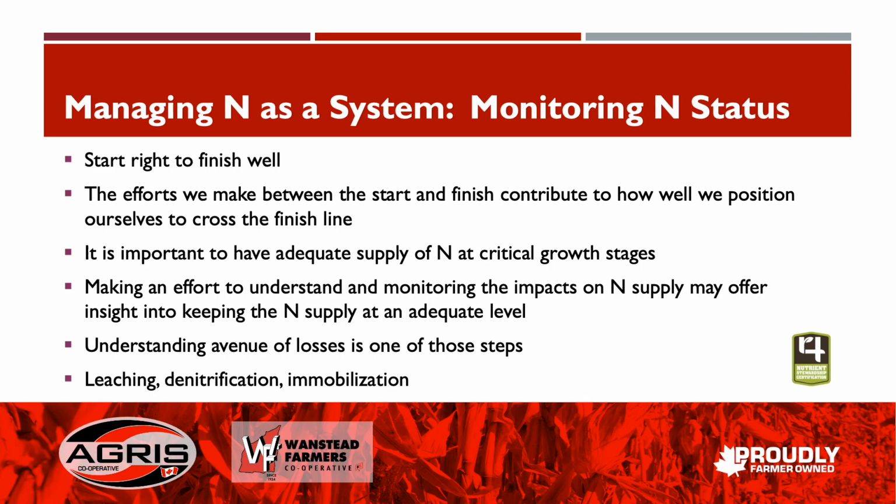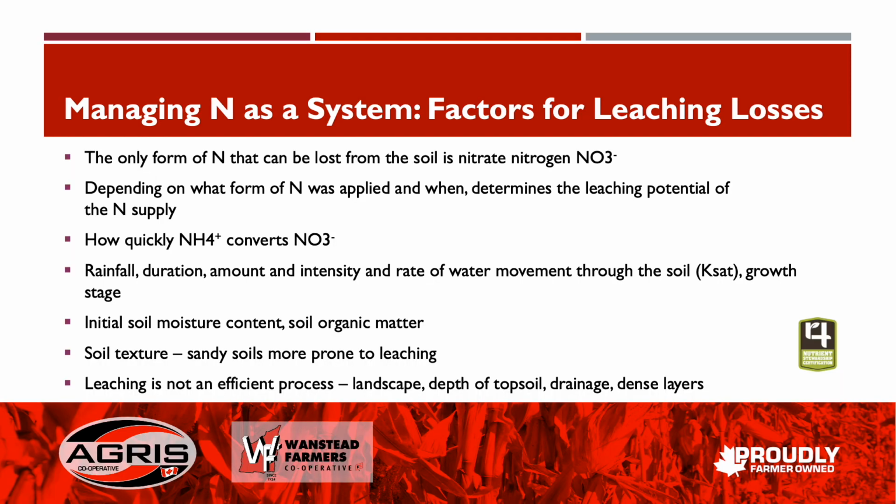Understanding the avenues of losses is one thing we're going to look at here shortly. We're going to talk about the three main ones: leaching, immobilization, and denitrification. Today let's talk about leaching. The only form of N that can be lost from the soil is nitrate. Depending on what form of N was applied and when it was applied will determine the leaching potential. So it's a question of how quickly does ammonium N convert to nitrate.